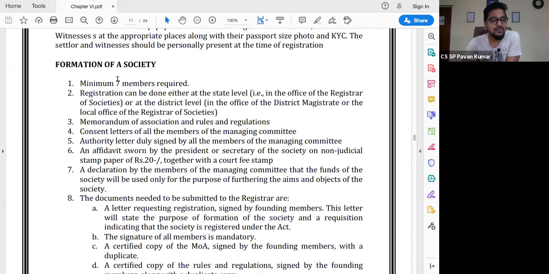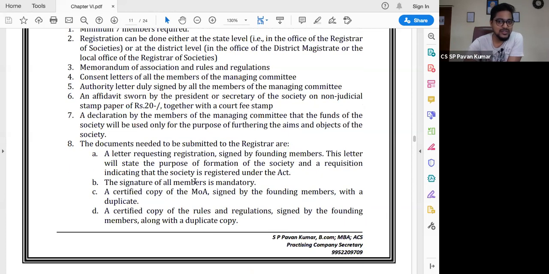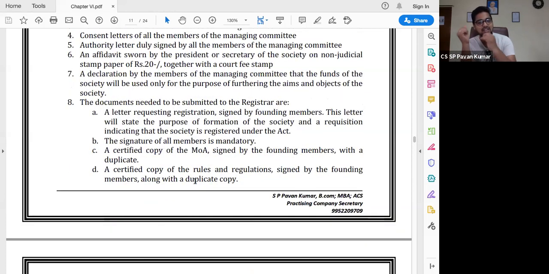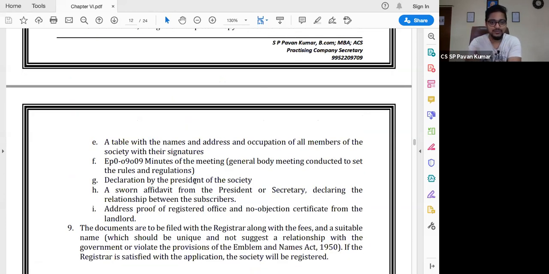To start a society, a minimum of 7 members are required. Registration can be done either at the state level or at the district level. You need the Memorandum of Association and bylaws. Instead of AOA, here we call them bylaws. We call them MOA and bylaws for societies. You need consent letters from all the members to act as the managing committee. Here we call it a managing committee, not a board of directors. An authority letter duly signed by all the members of the managing committee and an affidavit are also needed. All these documents have to be given to the registrar. The registrar will see it, and if satisfied, he will register the society and give it to you.